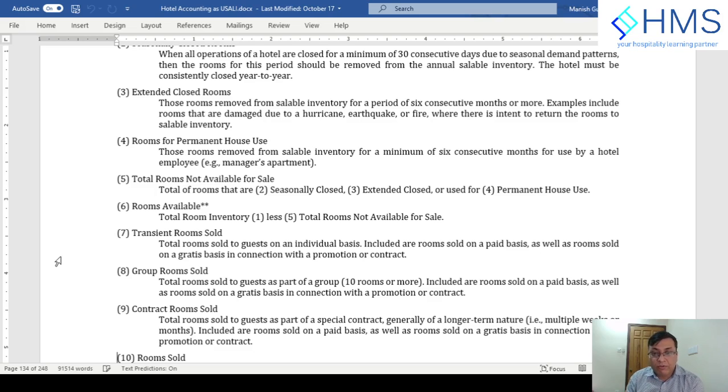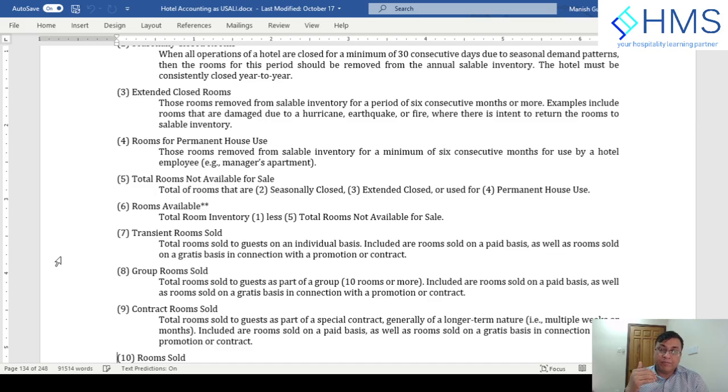The next thing you have to know is that group room sold is the same as transient room sold. The only condition which is changing here is that the rooms are sold in a group of 10 rooms. Certain hotels don't follow the 10 rooms cutoff. They may be doing 8 rooms, they may be doing 6 rooms, depending on the size of the hotel. Let's say the hotel has only 20 rooms. If they follow a 10 rooms or more limitation, then it may be very difficult for them to classify anything as a group, because they may be selling on an individual basis.